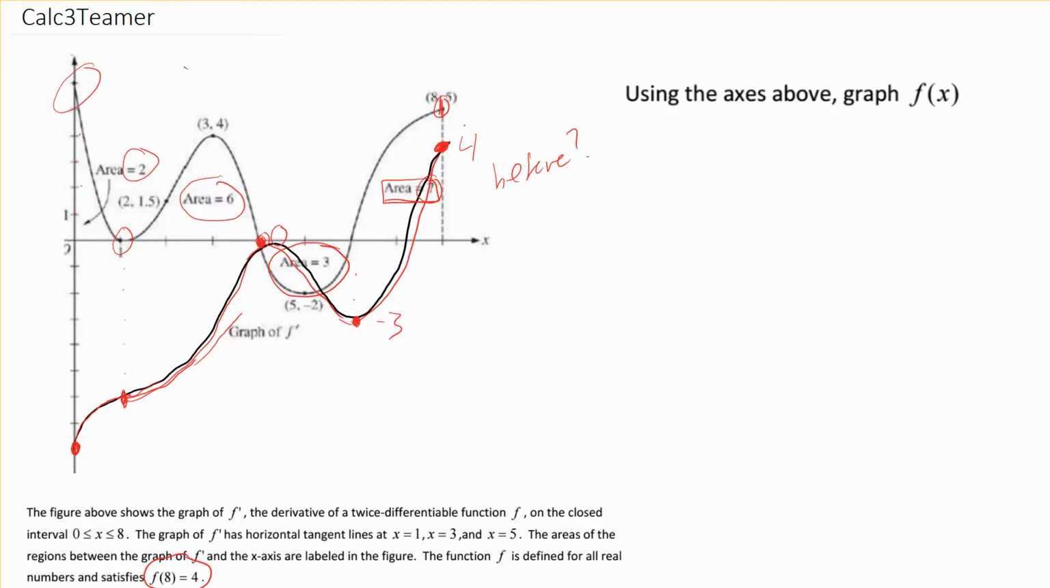You got a 2 out of 3 if you had that general shape, but you didn't have the exact points based on f of 8 equals 4. So now that we've got that graph, let's talk about B and C.